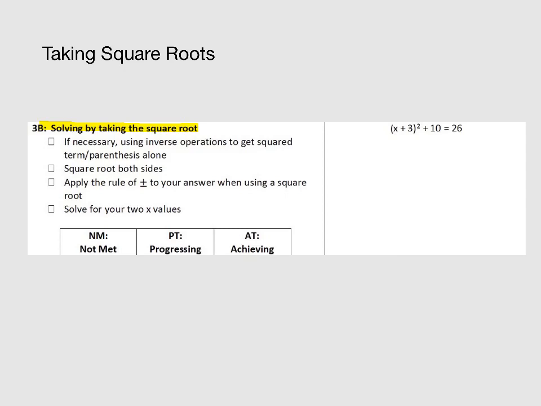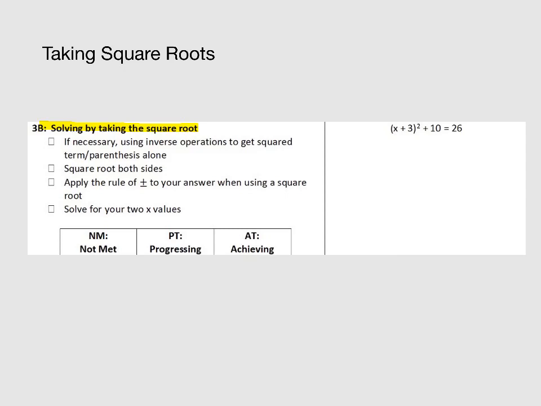You notice that the success criteria says, if necessary, using inverse operations, get square term or parentheses alone. We are going to then square root both sides. We are then going to apply the rule of plus or minus to your answer when using a square root. And finally, we're going to solve for the two x values. We're going to go through this example on your tracking sheet.